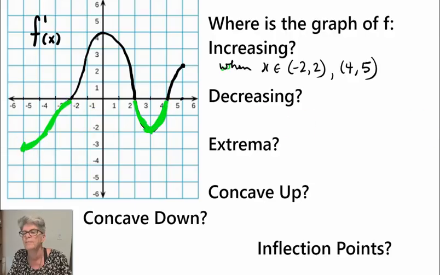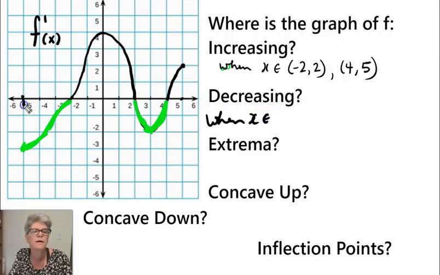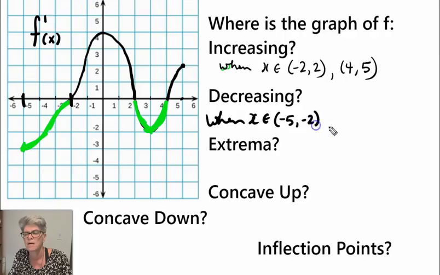Now, where does that happen? That happens when my x values are between -5 and -2, and when the x values are between +2 and +4. So even though I don't have the graph of f in front of me, I can tell you where it's decreasing. Now, does the graph of f have any extrema, any local minimums or maximums?